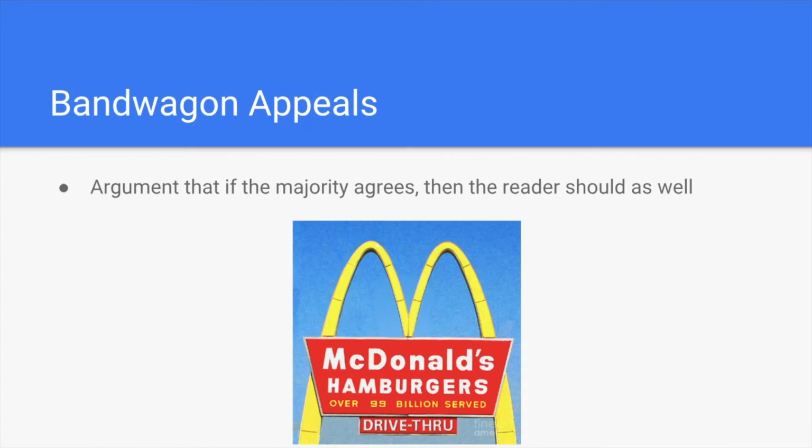Another one is bandwagon appeals. Basically, that means that the majority agrees and the reader should as well. One example of this that's very common is in advertising, and one of these is McDonald's, on most billboards for McDonald's everywhere. It says over 99 billion served, and basically this shows you that McDonald's is great. People like it because they've served so many people. Another example of this is Apple, and they show that 120 million people have Apple products, and that's just another bandwagon appeal.